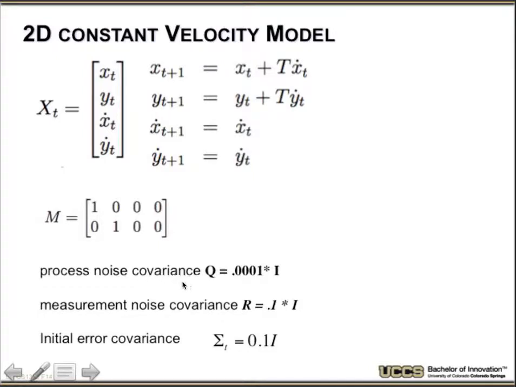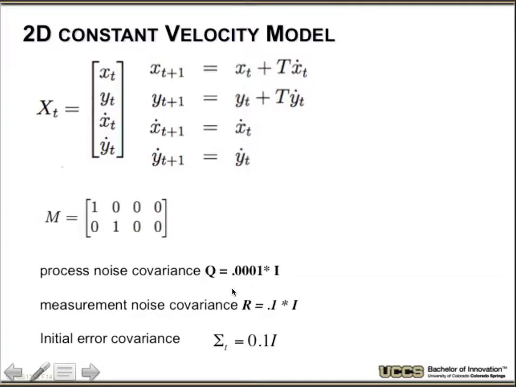So we're going to assume our process noise is a constant of 0.001 times I, assuming there is no covariance, so they're all independent. We're going to assume our measurement noise is equally independent. We have independent noises of 0.1 for x and y. And our initial error covariance is going to be 0.1 times I. So very, very simple models, but you'll see how interestingly well this works.